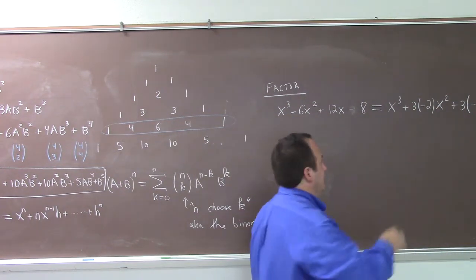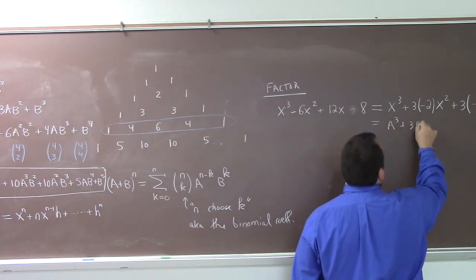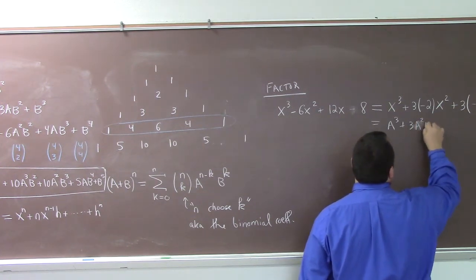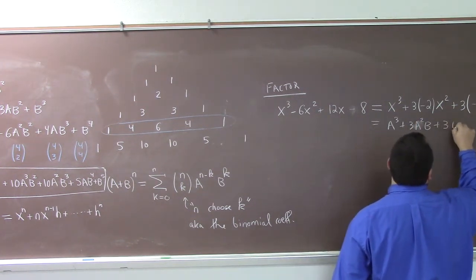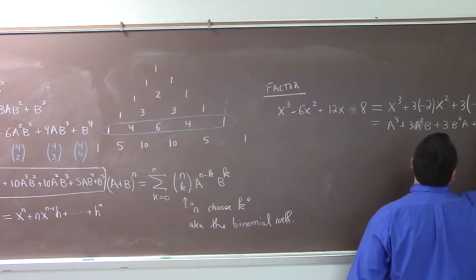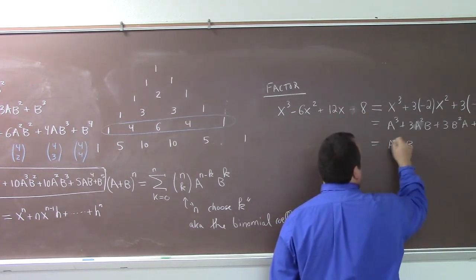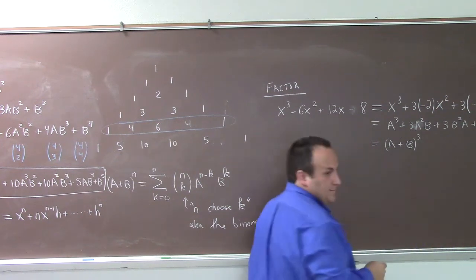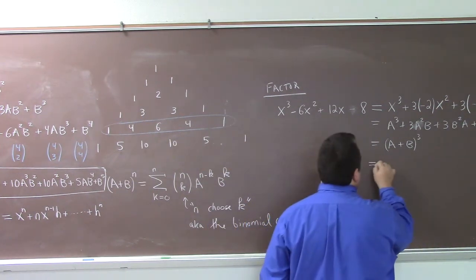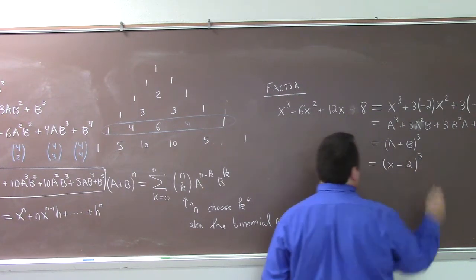See what you're looking at? You're looking at the pattern. A cubed plus 3 a squared b plus 3 b squared a. I'm writing it weird, sorry, plus b cubed. In other words, that's a plus b cubed. So hooray, we have factored it. It is x minus 2 cubed.